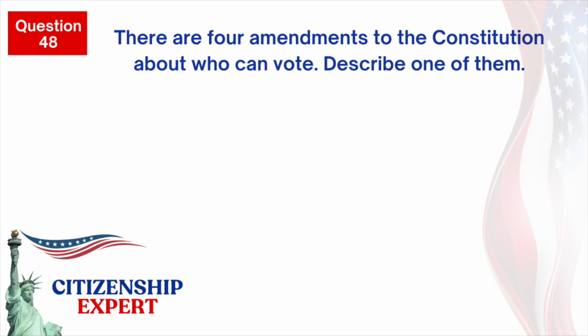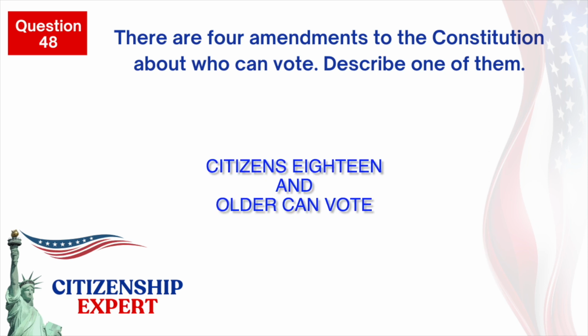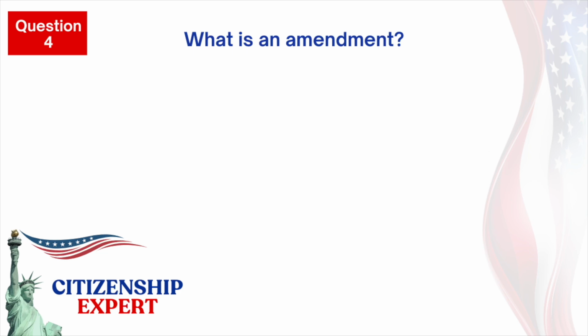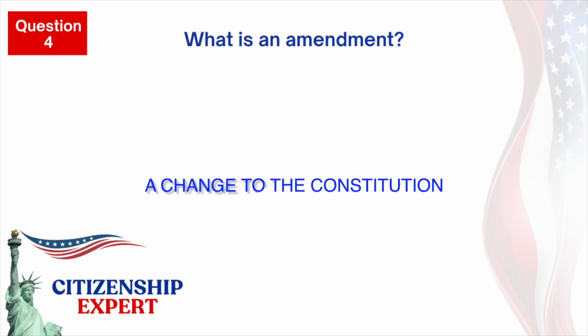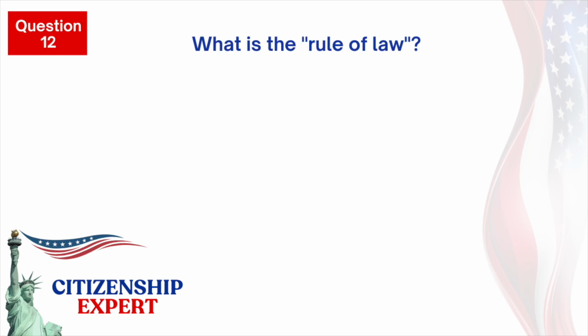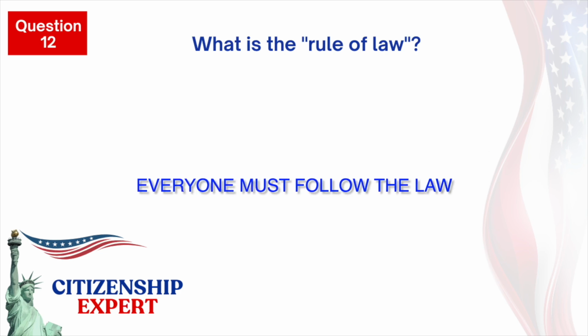There are 4 amendments to the Constitution about who can vote. Describe one of them. Citizens 18 and older can vote. What is an amendment? A change to the Constitution. What is the rule of law? Everyone must follow the law.